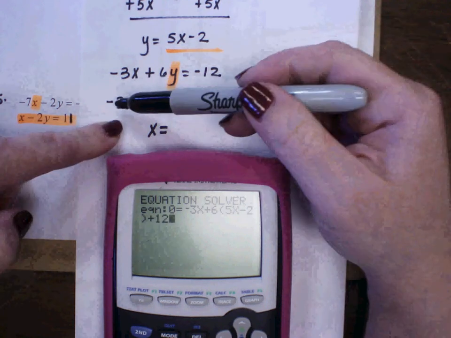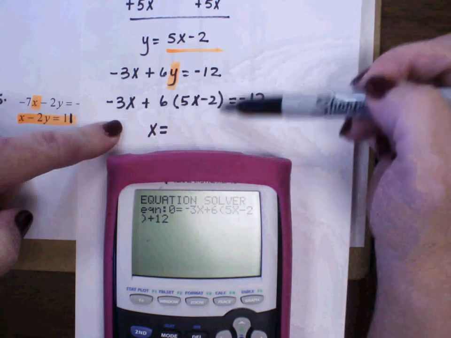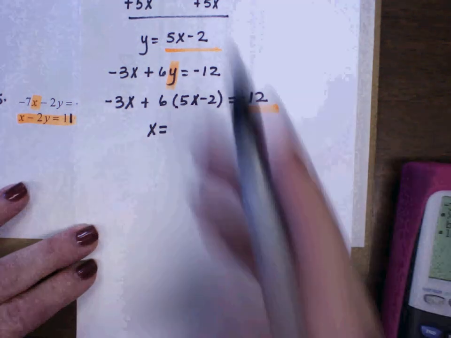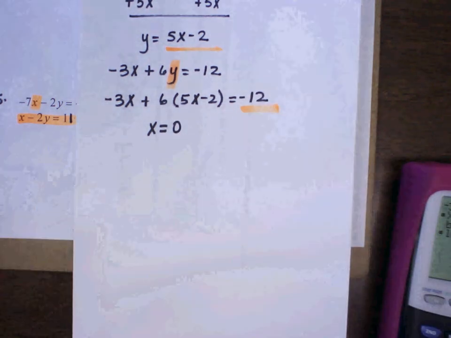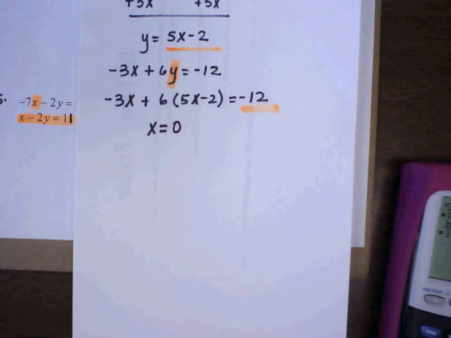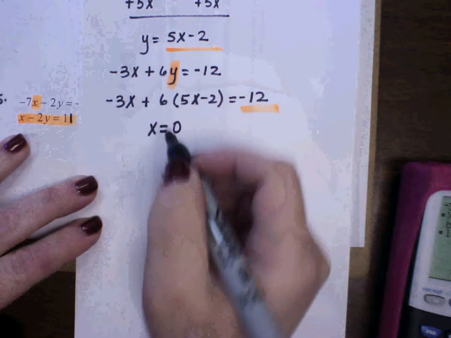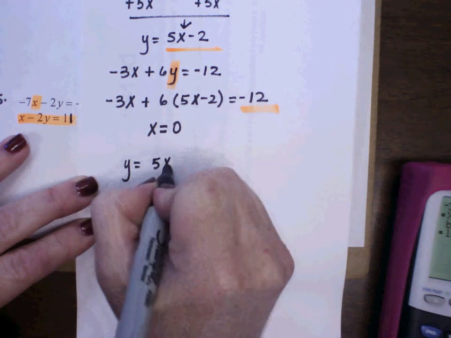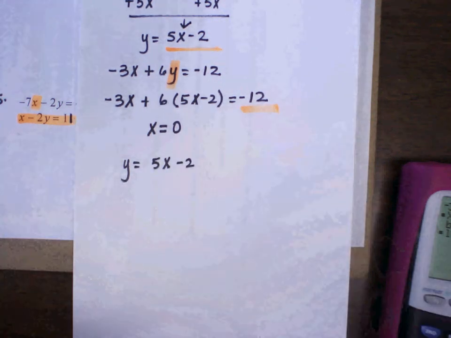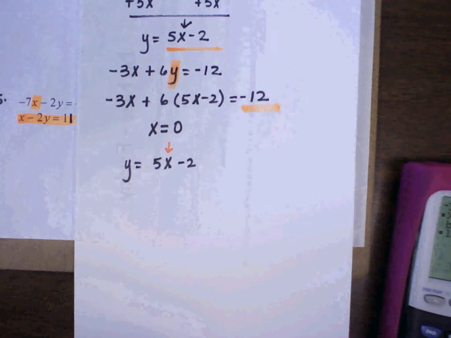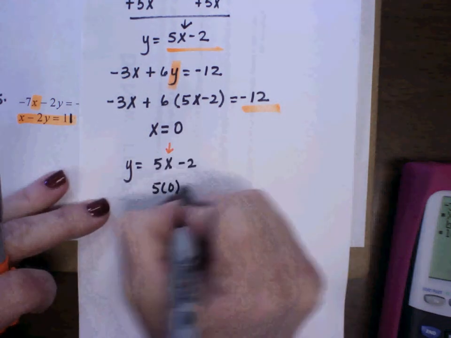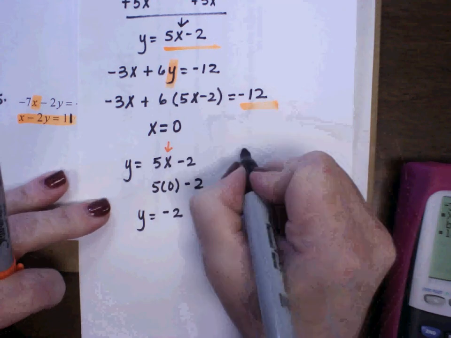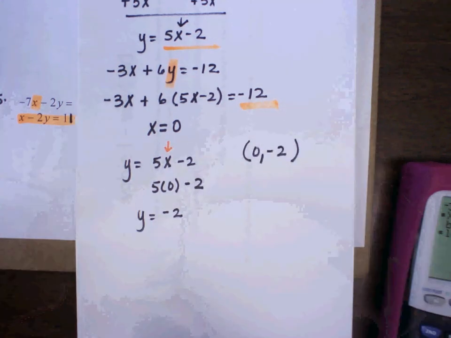Let me make sure that I did it correctly. Negative 3x plus 6, 5x minus 2, and then plus 12. Enter, alpha, enter. x equals 0. So this must be the y-intercept because x equals 0. All right, so now I'm going to come to what y equals and substitute the value of the x over here. So this would be 5 times 0 minus 2, and that would be y equals negative 2. So my point is 0 and negative 2.